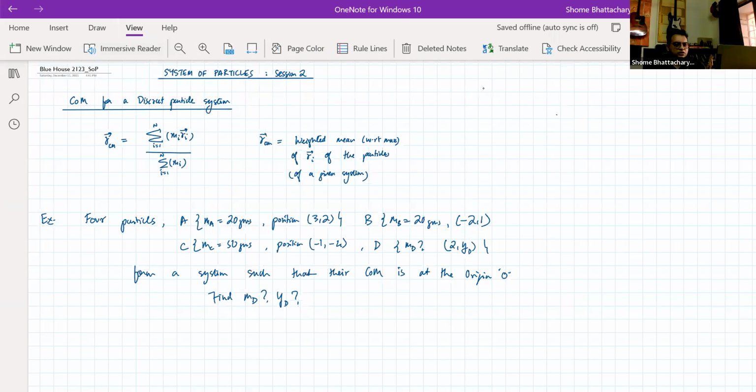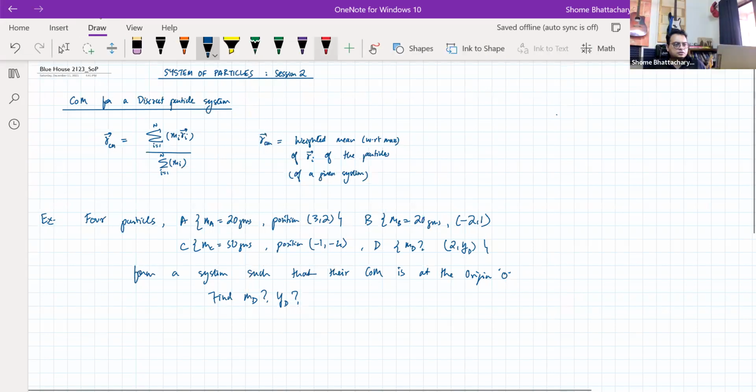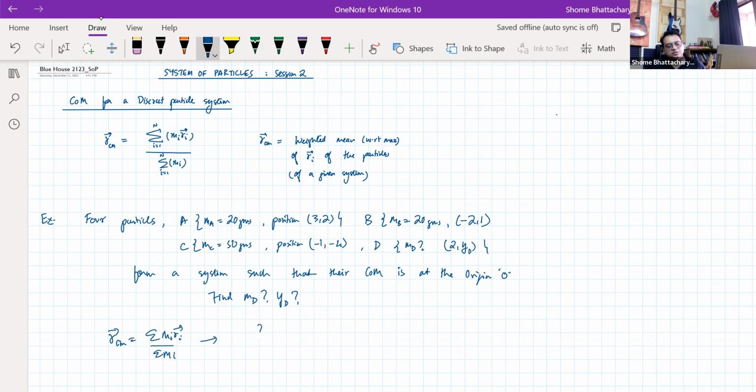Okay, so all you have to do here is apply the formula that if you convert the above vector formula into coordinates, RCM is summation MR divided by summation M. In terms of coordinates, it becomes x coordinate of the center of mass is summation mx by summation m. So here, if we apply that situation to this, the x coordinate of the center of mass should be 0. So that means summation mixi should be 0 because the center of mass is at the origin.